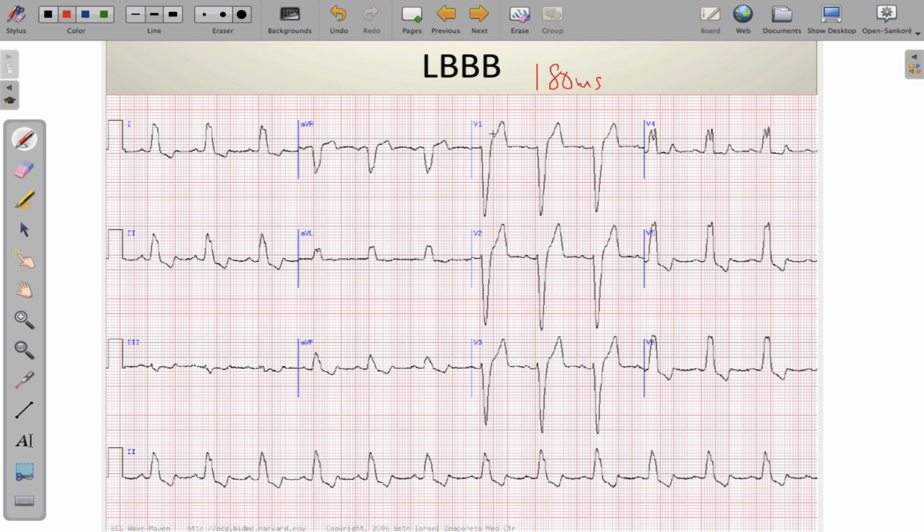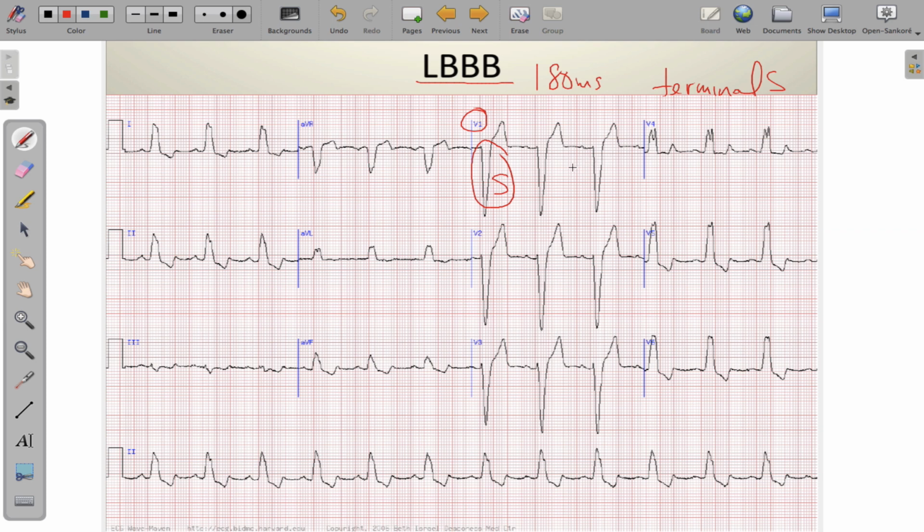And in addition to that, now we're going to go to lead V1, and we're going to determine what is the terminal wave of the QRS complex. In this case, it's this ginormous thing here. This is an S wave. So terminal S plus wide QRS in lead V1 tells us about left bundle branch block.